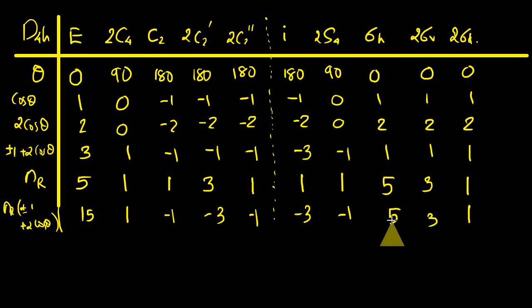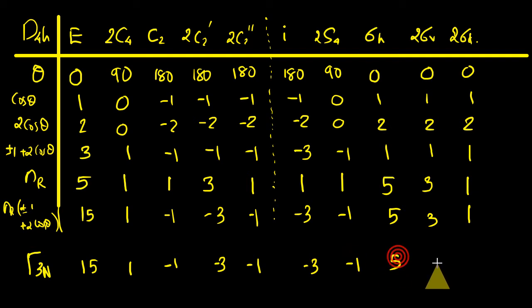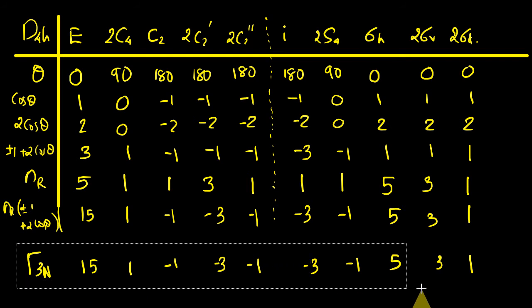So we have the total character set. This total character set corresponds to 3n degrees of freedom. So the total character set corresponding to 3n degrees of freedom is 15, 1, then minus 1, then minus 3, then minus 1, then minus 3, then minus 1, then 5, then 3 and 1.